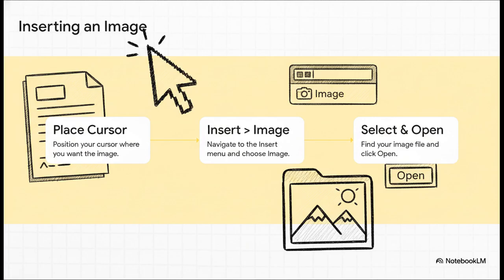To get an image into your document, first, you're going to put your cursor exactly where you want that image to show up. Then, just go up to the Insert menu at the top, select Image, find your file on your computer, and click Open. And boom, the image pops right in.